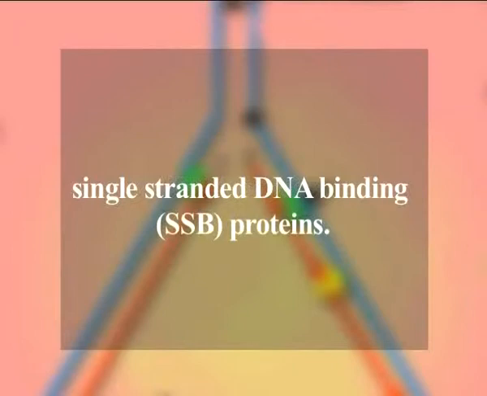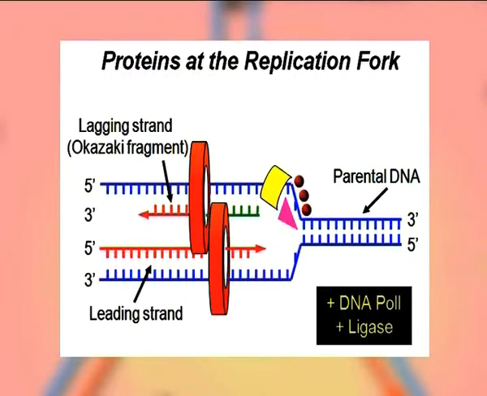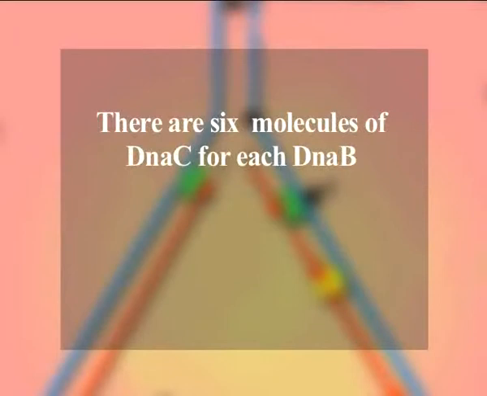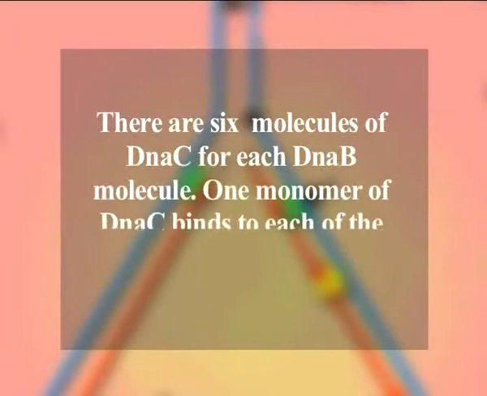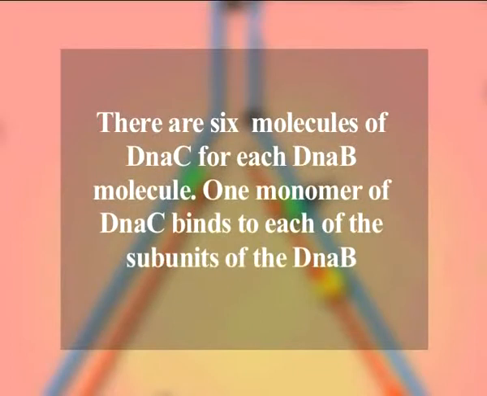single-stranded DNA binding proteins. The single-stranded character of the replication fork is maintained by the binding of single-strand specific DNA binding proteins referred to as SSB proteins. The association of these proteins prevents the reformation of double-stranded DNA. The activity of DNA-B is facilitated by the binding of another protein, DNA-C, to DNA-B. DNA-B is present in the form of a hexamer. There are 6 molecules of DNA-C for each DNA-B molecule. One monomer of DNA-C binds to each subunit of the DNA-B hexamer.